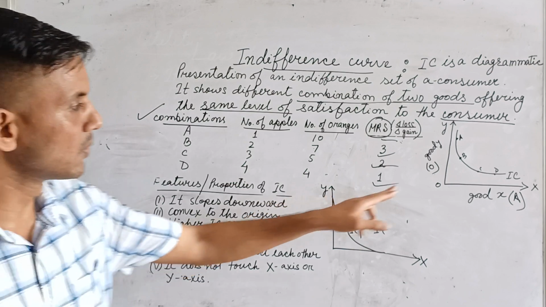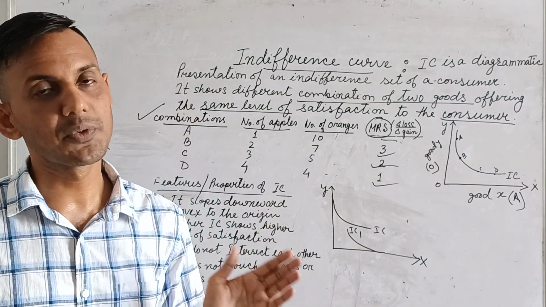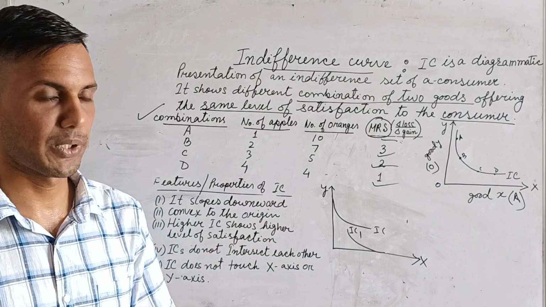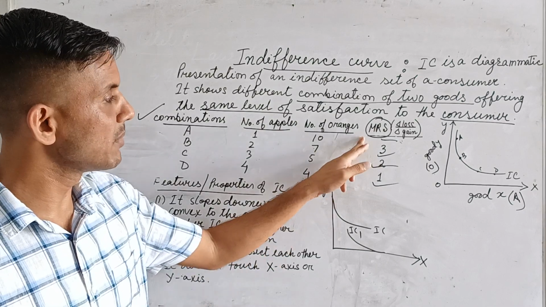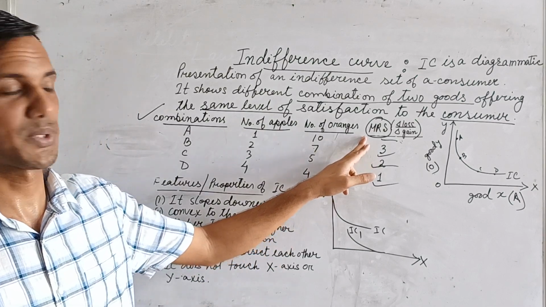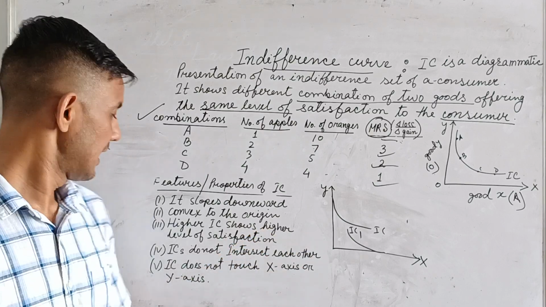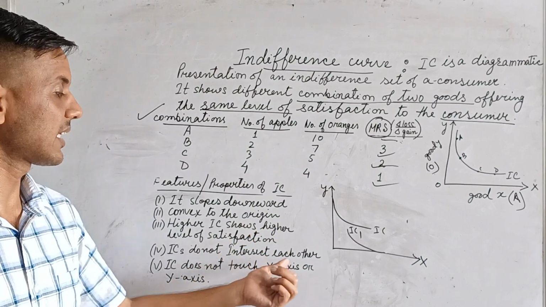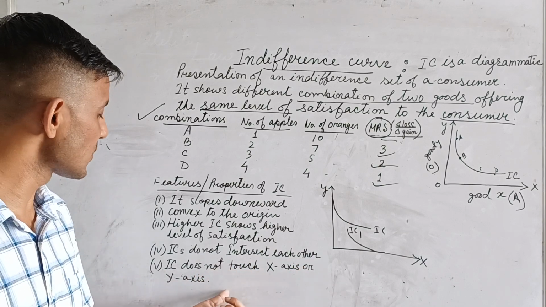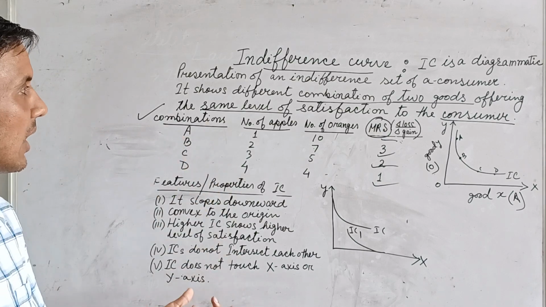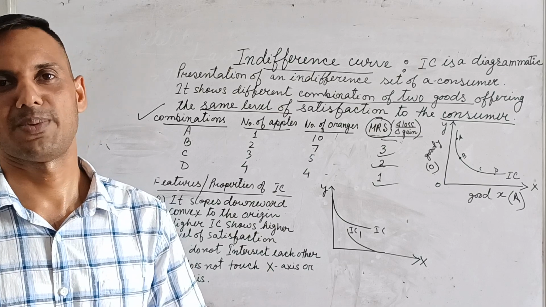Properties: it slopes downward, because if you want to consume more of a commodity, you have to give up the consumption of another commodity. Convex to the origin, definitely because of the diminishing marginal rate of substitution. Then a higher IC shows a higher level of satisfaction. Then ICs do not intersect each other, already we discussed, and IC does not touch the x axis or y axis. So this is all about the indifference curve and the properties of the indifference curve.